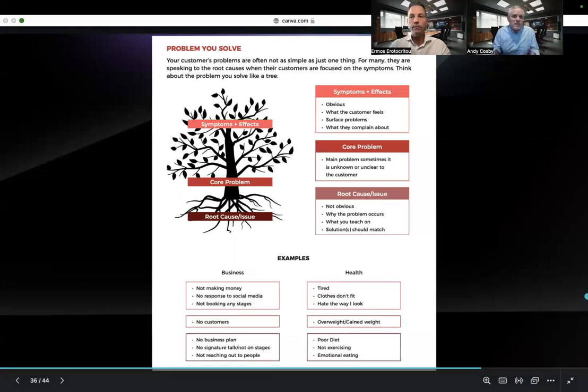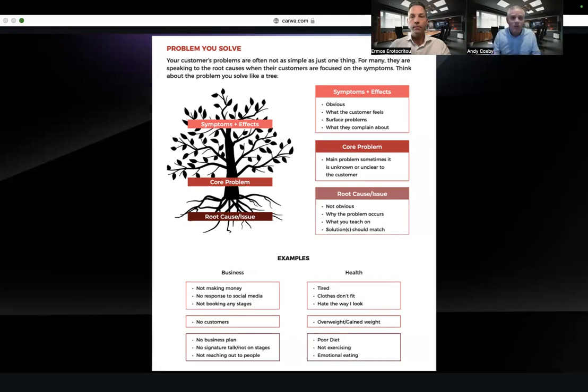A lot of people just think it's about investing, but obviously we know there's a lot more that falls under that umbrella. So really identifying the symptom, the core problem, and the root cause is going to help really identify with a client and present value that they can understand.